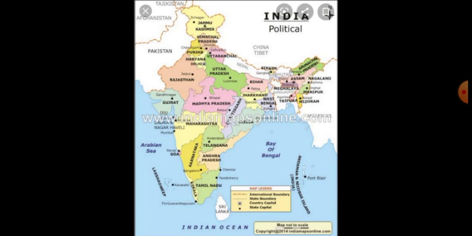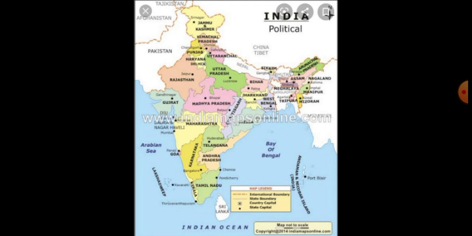Okay, students. The next question. How many union territories are there in India? At present, there are 8 union territories. As per the 2021 report, there are 8 union territories in India. Students, do you know what the 8 union territories in India are? Shall we remember that?